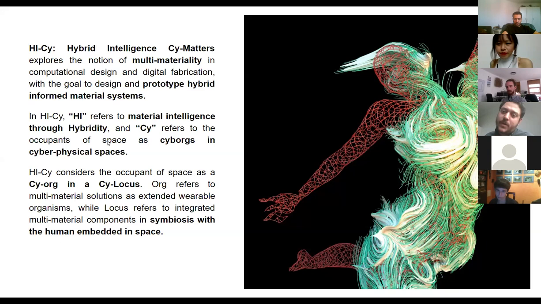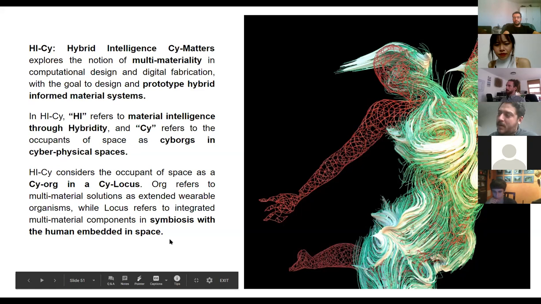Again, to wrap up the whole idea and reintroduce the ingredients of the workshop, in HiSci we refer to PsyOrg and PsyLocus. So the body is not only the thing that we want to design, and might not end up being only the variable, but also, to a certain extent, the space around the future occupant of the space. So this symbiosis of the human embedded in the space is important.